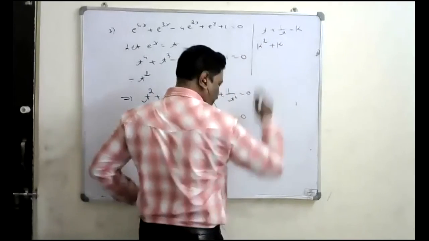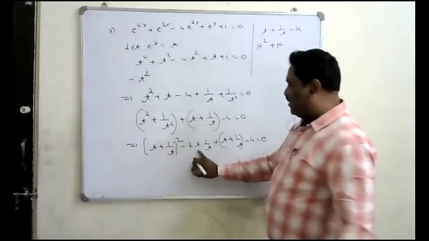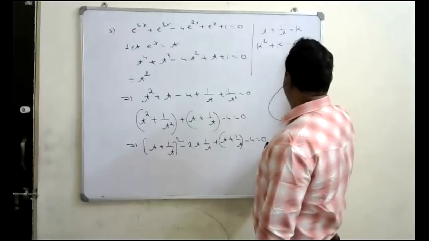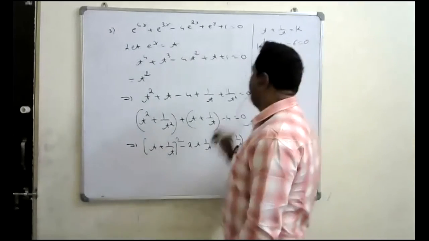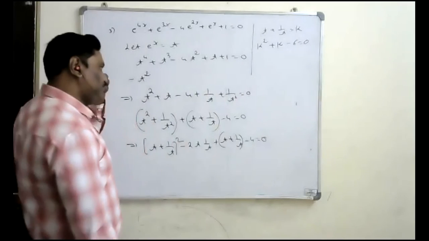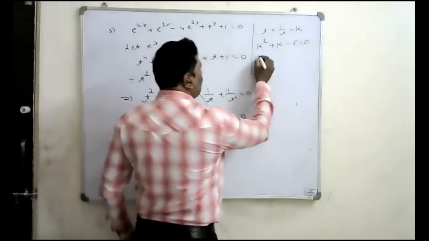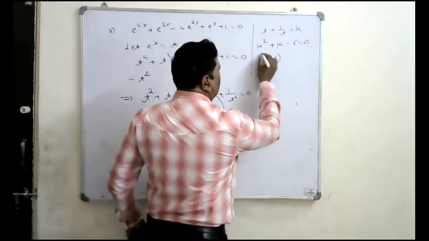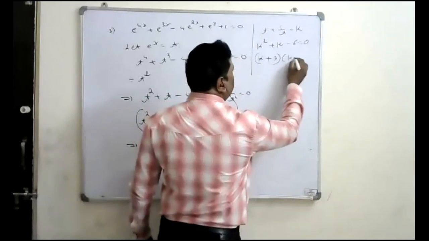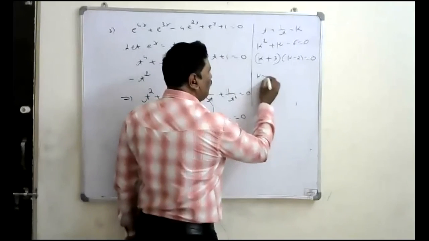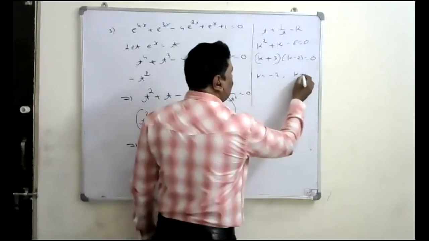plus k, and here t gets cancelled. Minus 2 minus 4 means minus 6 equal to 0. This is the quadratic equation we are getting. Okay. What are the factors of it? (k plus 3)(k minus 2) equal to 0. So the k value is minus 3 and k is equal to 2.